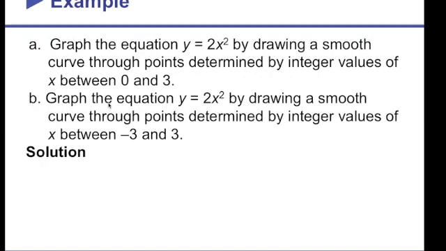First, we're going to graph the equation y equals 2x squared by drawing a smooth curve through points determined by integer values of x between 0 and 3. Then we're going to graph that same equation by drawing a smooth curve through points determined by integer values from -3 to 3.